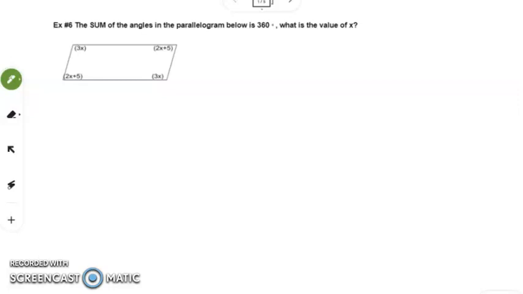Alright guys, so example 6: the sum of the angles in the parallelogram below is 360. What is the value of x? Now sum means to add, so I'm going to add all the angles of the parallelogram. So 3x plus 2x plus 5 plus 2x plus 5 plus 3x. I'm going to add all 4 of those angles together and equal that to 360 degrees.